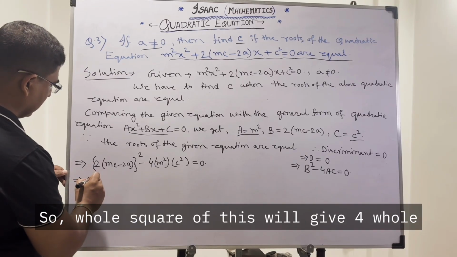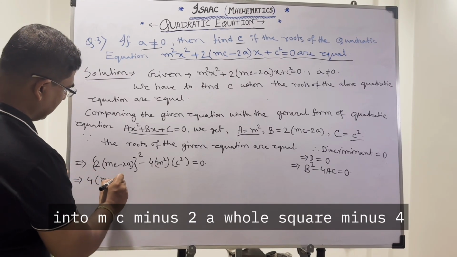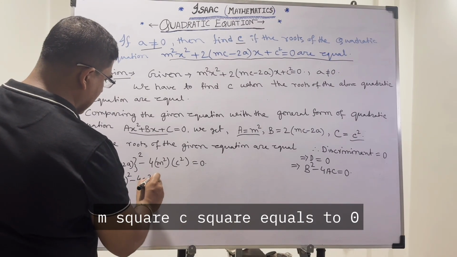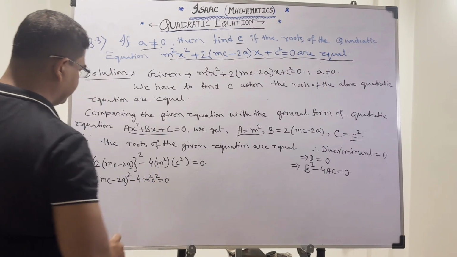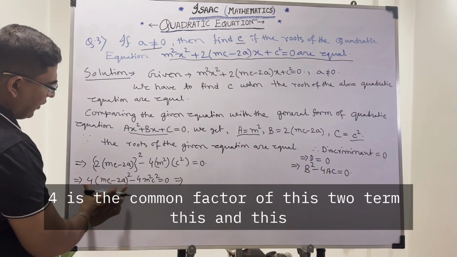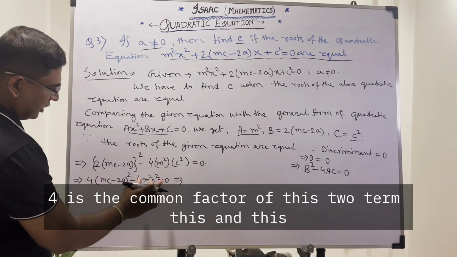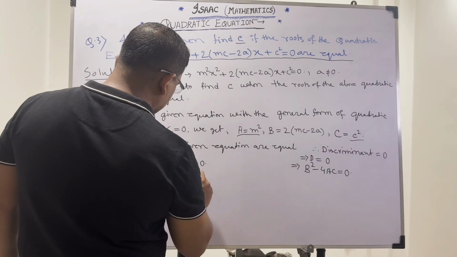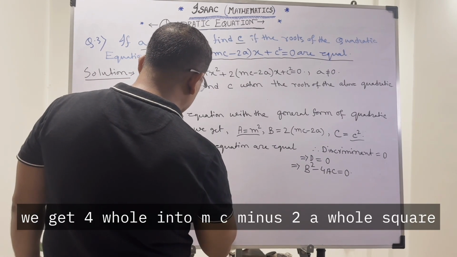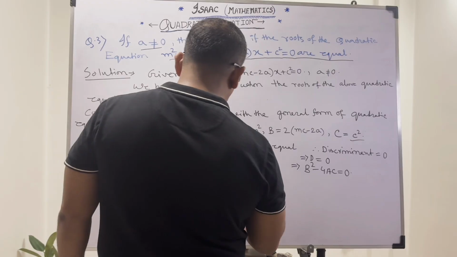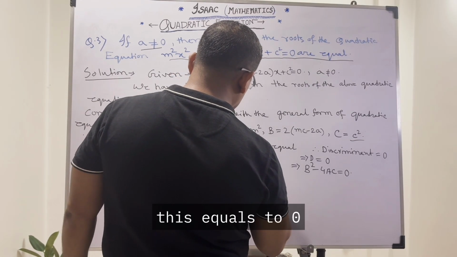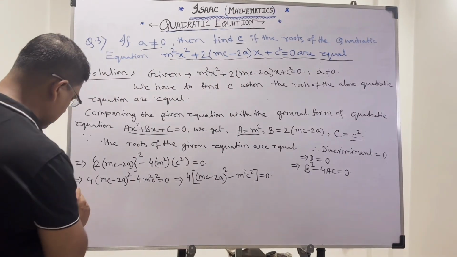So whole square of this will give 4 into (mc minus 2a) whole square minus 4 m square c square equals to 0. So 4 is the common factor of these two terms. So after taking 4 as the common factor, we get 4 into [(mc minus 2a) whole square minus m square c square] equals to 0.